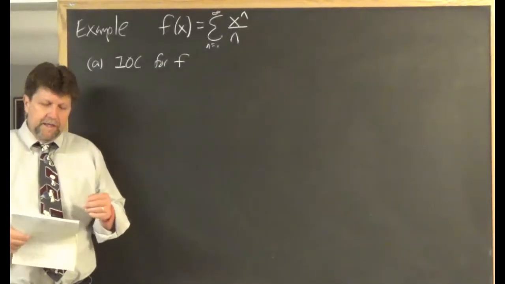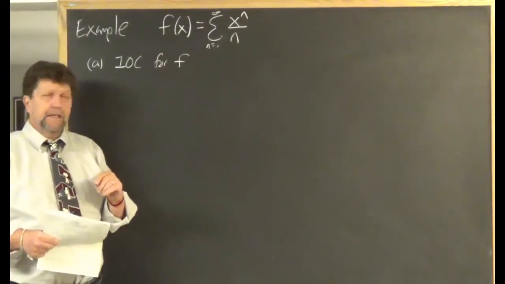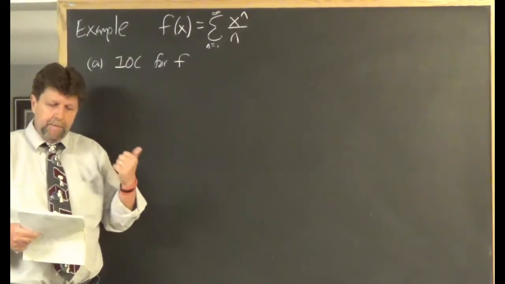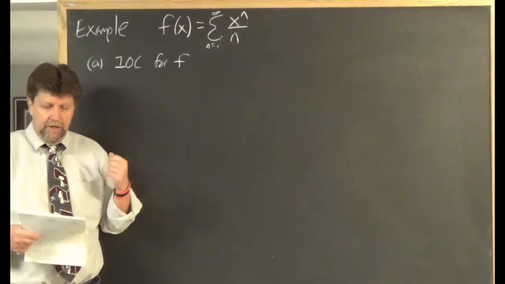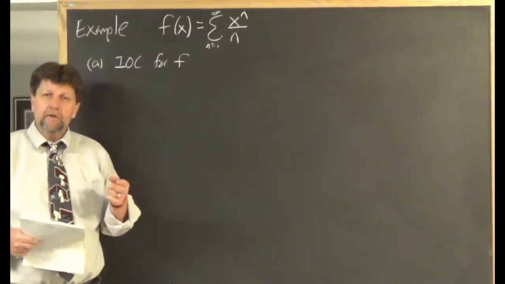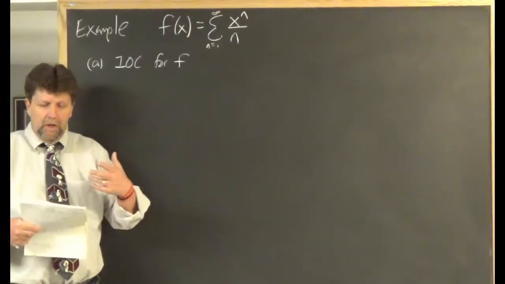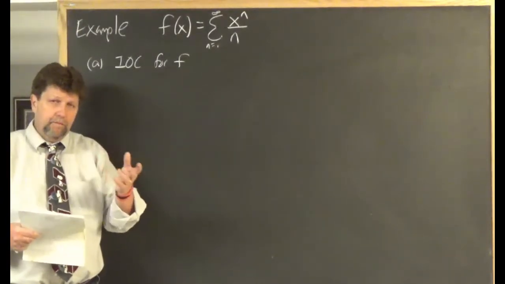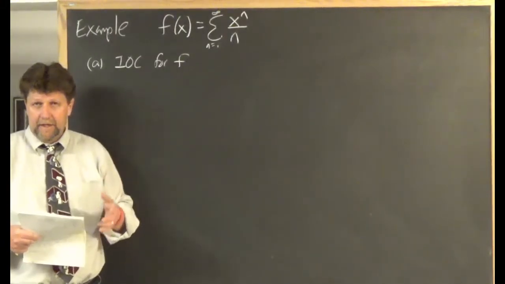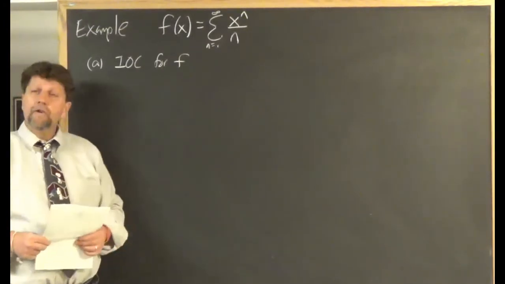All right, folks, in this example, you were given this power series, x to the n over n, and you were asked to determine the interval of convergence in part A for the function f, part B for f prime of x, and part C, the integral f of x dx. In parts B and C, we'll also list what the power series is for f prime and the integral of f, respectively. So here we go, interval of convergence for f.